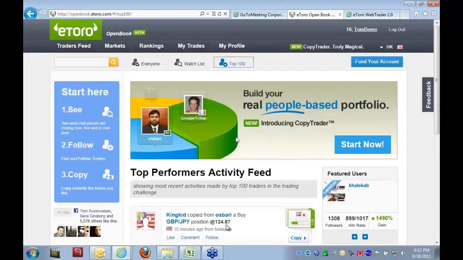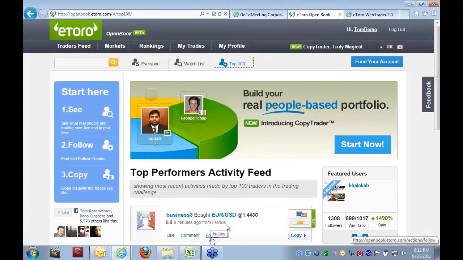Very good. So now we know what we can see. Follow, I already showed you that as well. You can follow people, you can add them to your watch list, but we can also copy. And that's the main benefit of the open book. Now here you can open positions one after another, but is that really valuable? How will you know if you should open and copy this position, this buying of the euro dollar at this rate? How will we know if this is a wise decision to do?